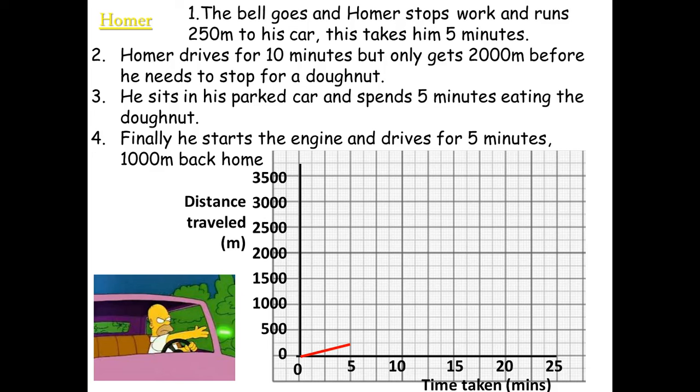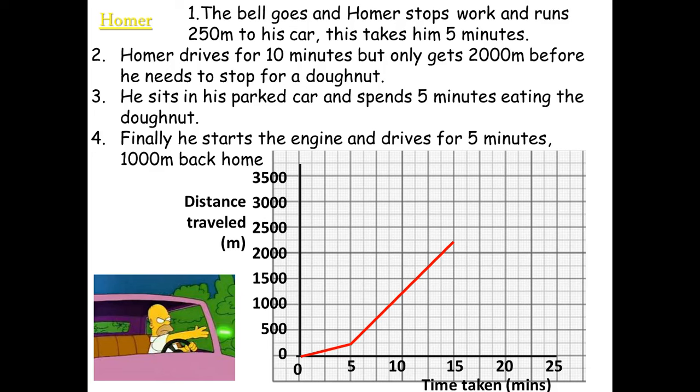Easy, right? The next one, Homer's going to drive for 10 minutes, but only gets 2,000 meters before he has to stop for a donut. However, that's a much faster rate of speed here. He's in his car instead of running. So he goes 2,000 meters. So we're at 2,200 meters now in 15 minutes.